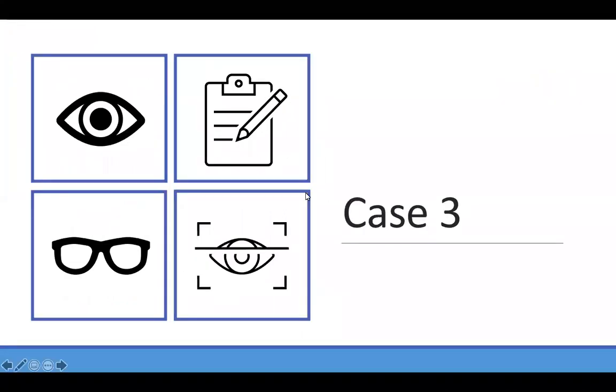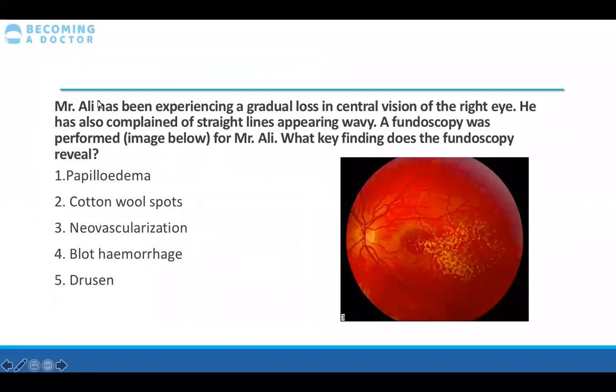Right, so moving on to case 3. Now we have Mr. Ali, who has been experiencing a gradual loss in central vision of the right eye. He has also complained of straight lines appearing wavy. A fundoscopy was performed, and the image is here. What key finding does the fundoscopy show?